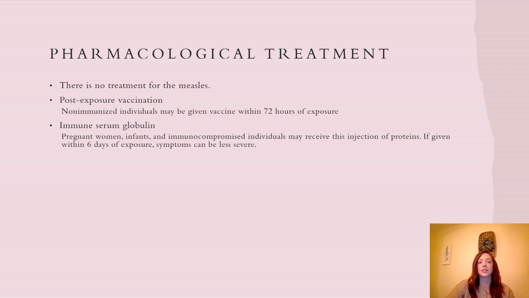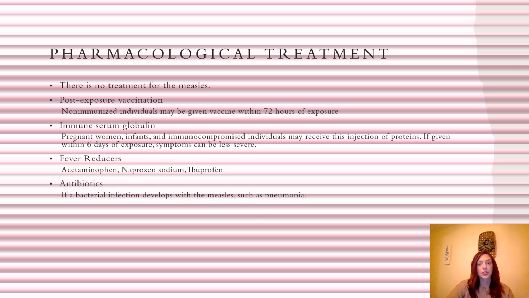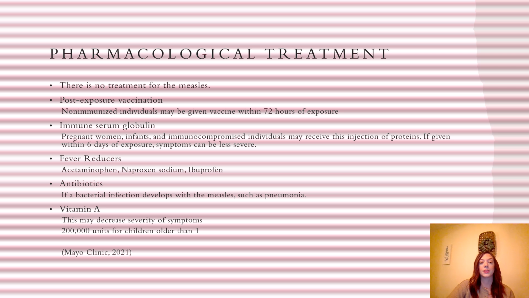If it's given within 6 days of exposure, the symptoms can be less severe or it can prevent measles from occurring. The patient can have fever reducers such as acetaminophen, naproxen, and ibuprofen. They should avoid giving aspirin to these patients to decrease the risk of Reye's syndrome. Antibiotics can be prescribed to the patient if they have a complication from measles, such as ear infections or pneumonia. And vitamin A has been linked to decrease the severity of symptoms of measles. If the patient is older than 1 year old, they should be given 200,000 units.